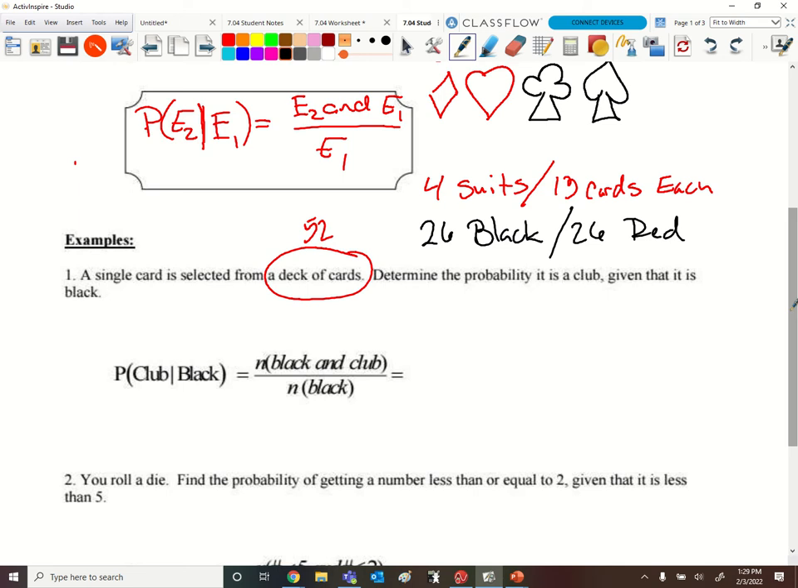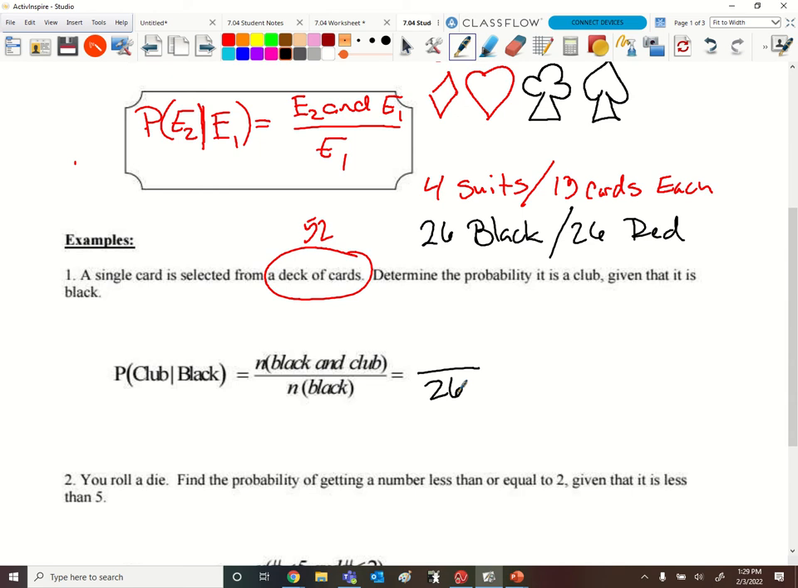Now, an event happening, what we have here. So, my top is going to be an and statement. So, I'm going to look and see what fits both those categories. And the bottom is just black. So, first, how many is black? Very good. That's super easy, right?